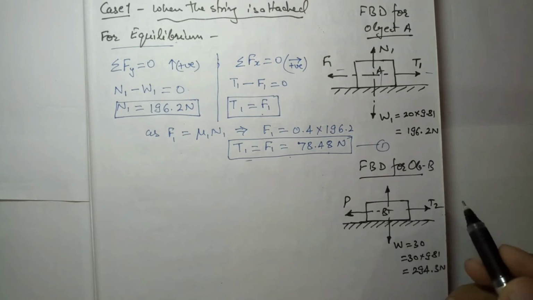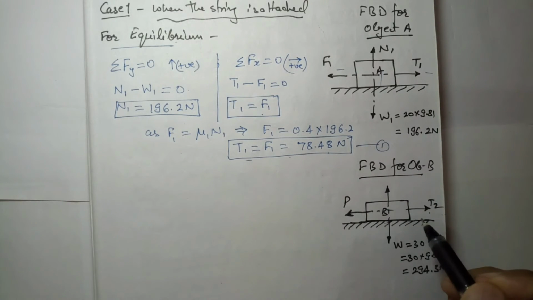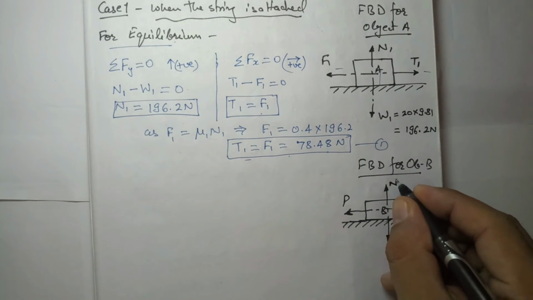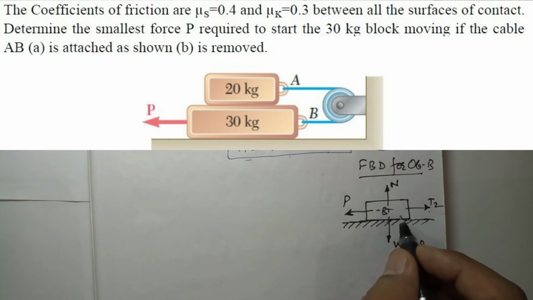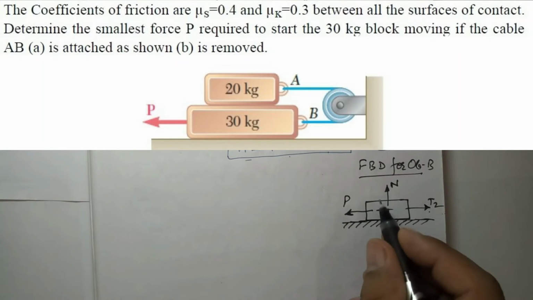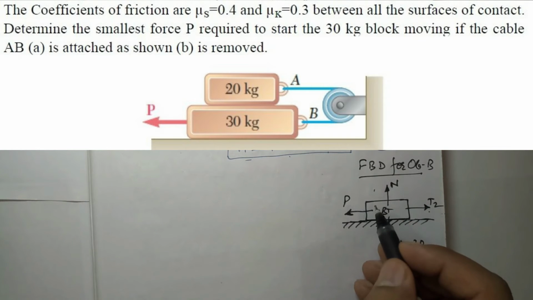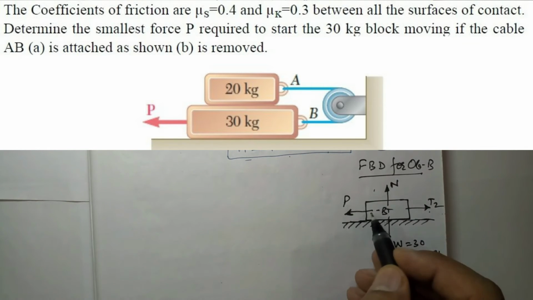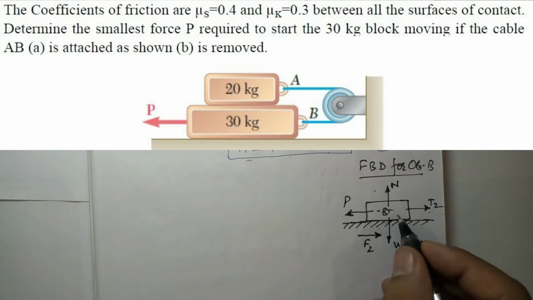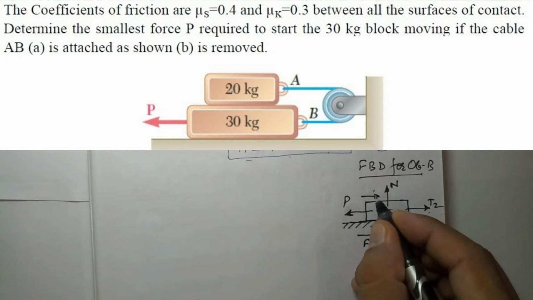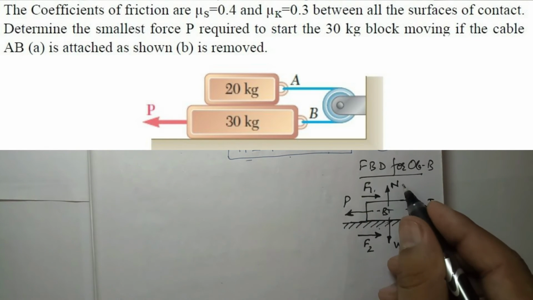If we ignore the friction of the pulley, then the tension in the string will be the same. So we can use the same value of T from here. This is the normal reaction, and this is the P applied force. Now you can see in the diagram, if I pull the object B, it has friction between the surface and B body, and between the A body and B body. As this is the applied force P, the object is going to move in this direction. This will be the direction of friction between the object B and the surface, and this will be the direction of friction force between the object A and B.